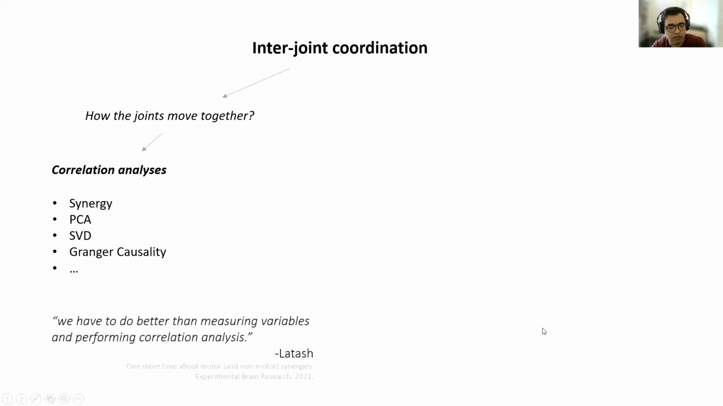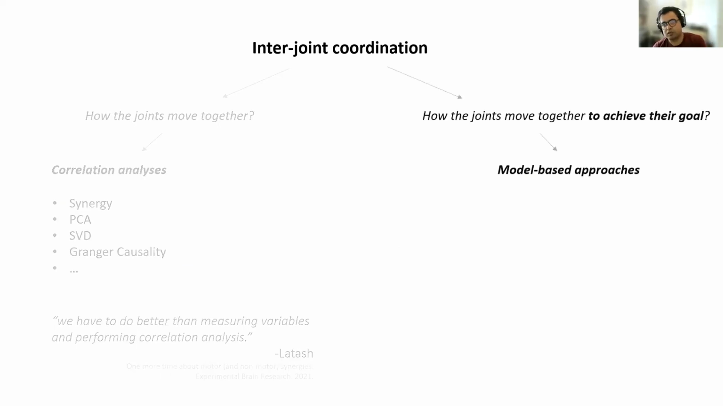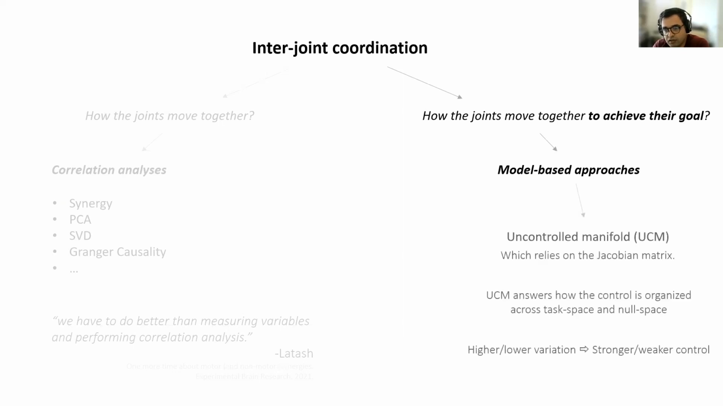And here I like to quote this sentence from Latash, who is apparently fed up with all these correlation analyses, and he's actually one of the people who propose model-based approaches. The difference here is that we don't only say how joints move together; we also consider what these joints are trying to do, what their goals are, and by doing this we bring some models into the picture to better understand what the joints are doing together.